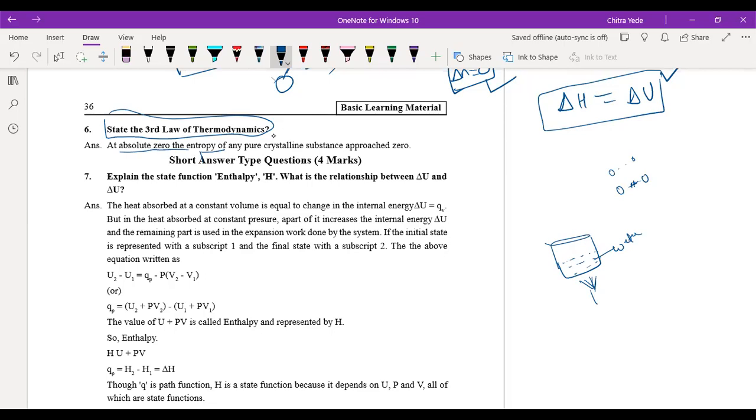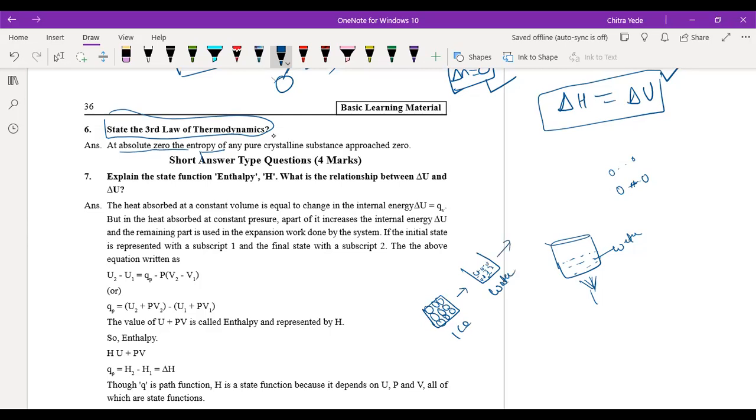Suppose I'm just taking it from the solid state. Suppose here we have ice. Ice particles are very compactly and strongly bonded with each other. If I heat that ice, it will convert into liquid form, where particles are loosely bonded with each other and also not regularly arranged. This is the liquid water.